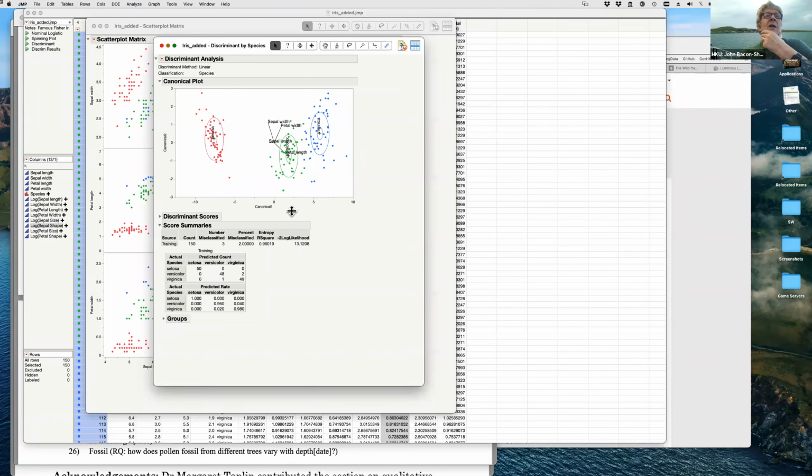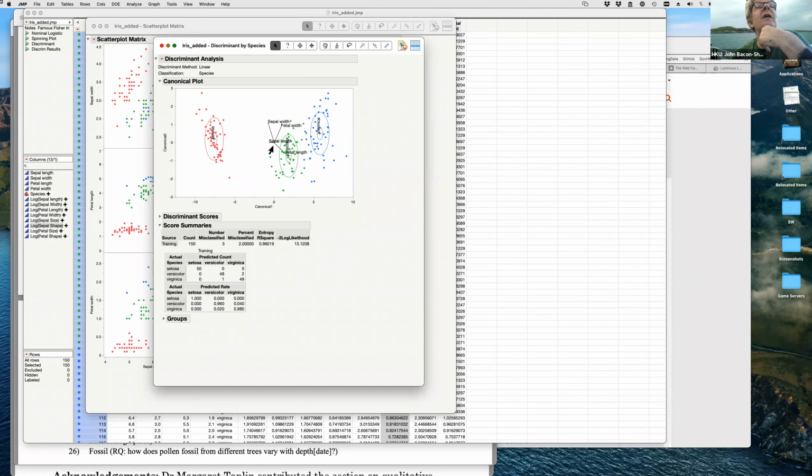Canonical 1 is the dimension which best distinguishes between species. Canonical 2 is the second dimension which best distinguishes between species. So you can see that the first dimension contains most of the information, right? We've got red all the way over here and green versus blue. And then these lines here are telling us how this relates back to the original 4 dimensions.